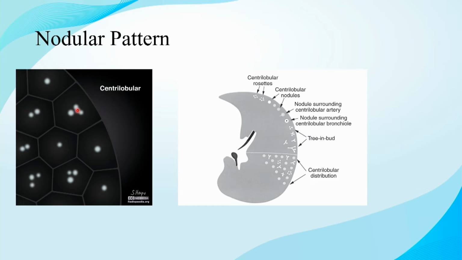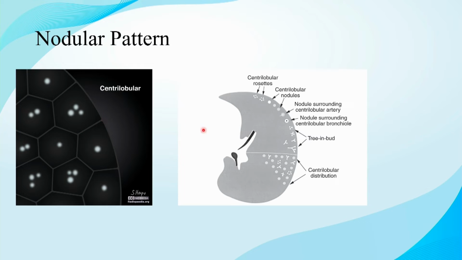So when any airway pathology, any disease which is occurring through the airway, it will result in the centrilobular distribution of the nodules. So please see properly that all these nodules are uniformly spaced. They are uniform in distribution, and they are seen away from the peripheral pleural margin as well as away from the interlobular septa.